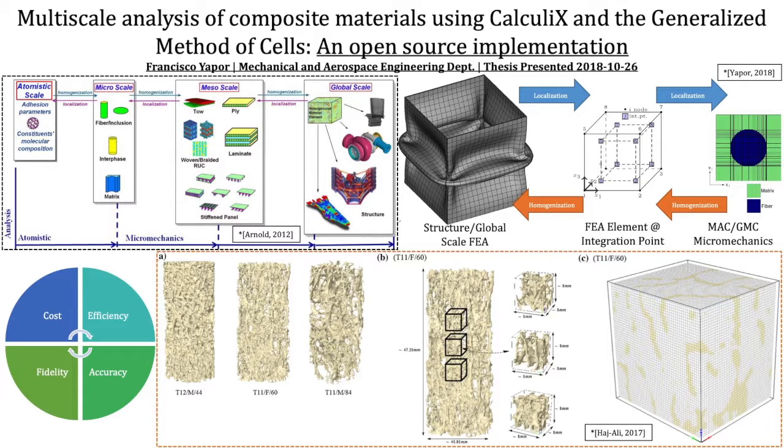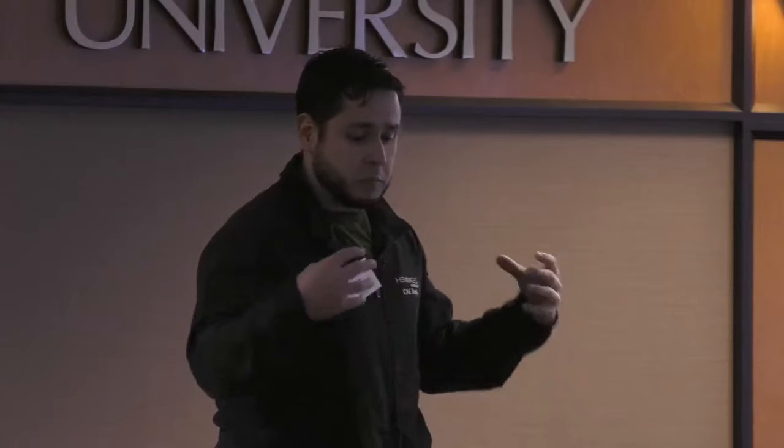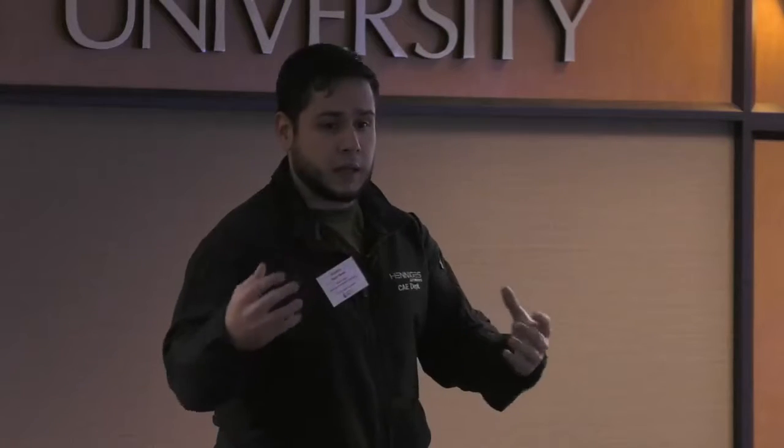So on the top right hand corner, I show what we call a macro or a structural finite element model. On the left side, we do a localization of the element and we apply the micromechanics properties onto each one of the integration points of the element. So what that leads us to is a better and more efficient way of analyzing the structural behavior of large-scale structures.